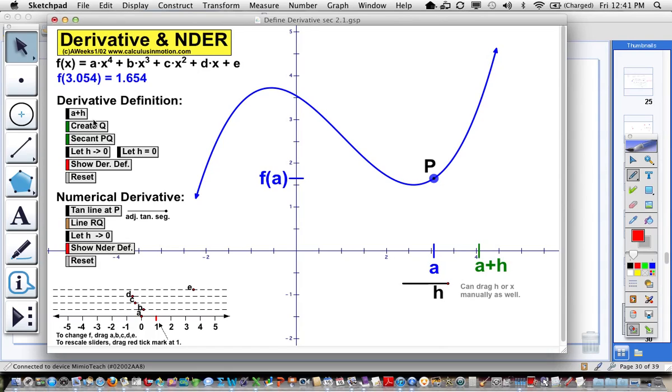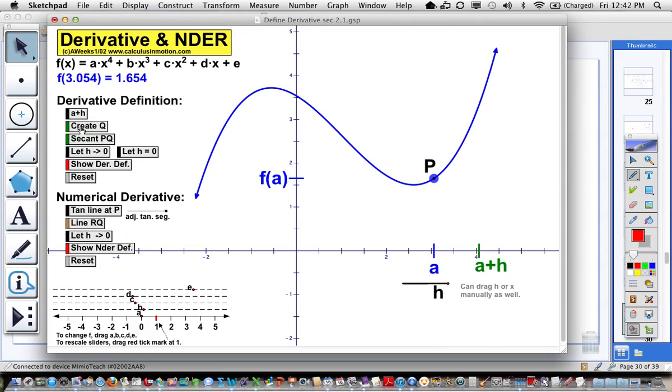Come on. In slope language, what's that? The run. Isn't that the run? And the rise is this way, right? The run is this way. So in slope language, right there, h is the run. Rise over run. Okay. So our second point is going to be a plus h.